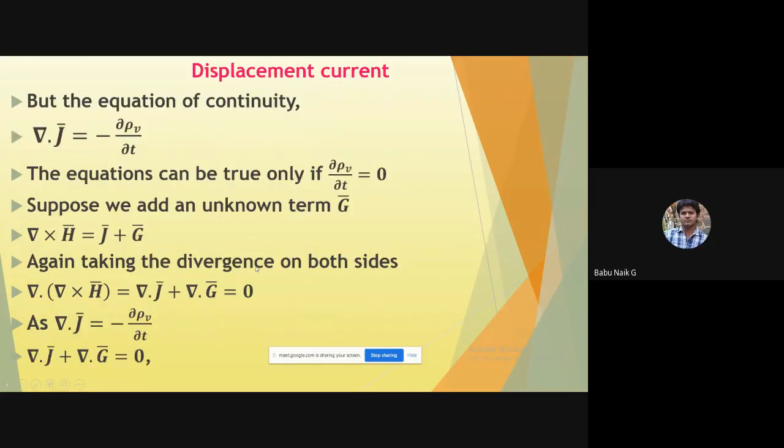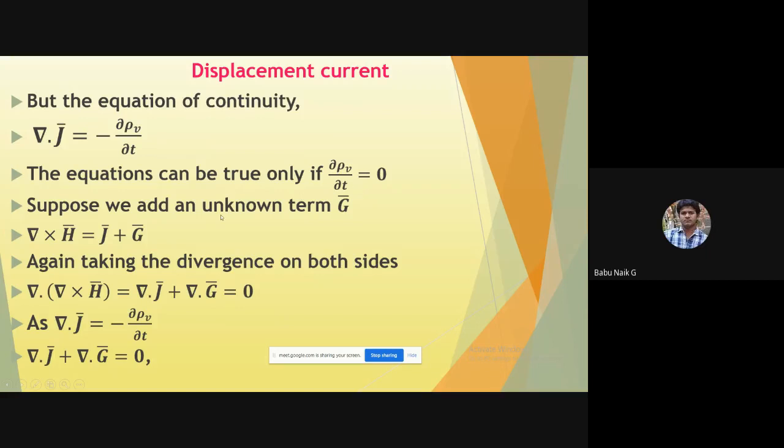Okay. Now later, from that equation, let us take our continuity equation. The continuity equation says that del dot J bar, which is the continuing current flowing through any circuit, is equal to minus dou rho v by dou t, with respect to time. So this can be true only if dou rho v by dou t is equal to 0. That is, previously after taking divergence, del dot J bar is equal to 0.